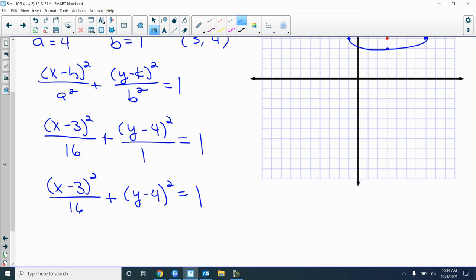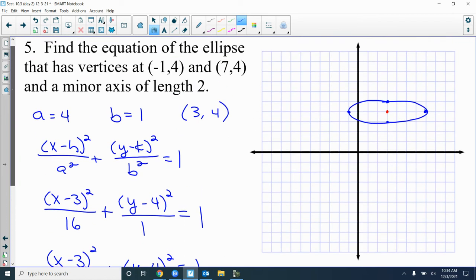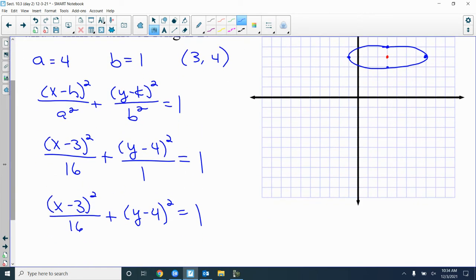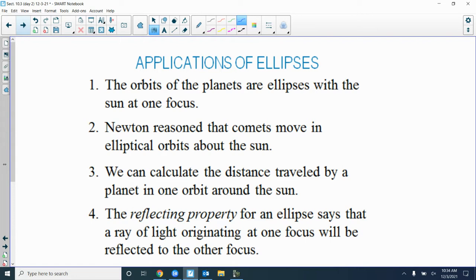All right, so you got to be able to take some conditions, figure out A, B, or C, and kind of come up with the equation. Now, ellipses also have some properties that are useful. There's a reflecting property on that number 4. Also, what comes across is the orbits of planets are ellipses. Hopefully, you learned that a little bit in science. The sun is at one focus. Newton, he was a pretty smart guy. Comets move in elliptical orbits around the sun, and we can calculate the distance traveled by a planet in one orbit around the sun.